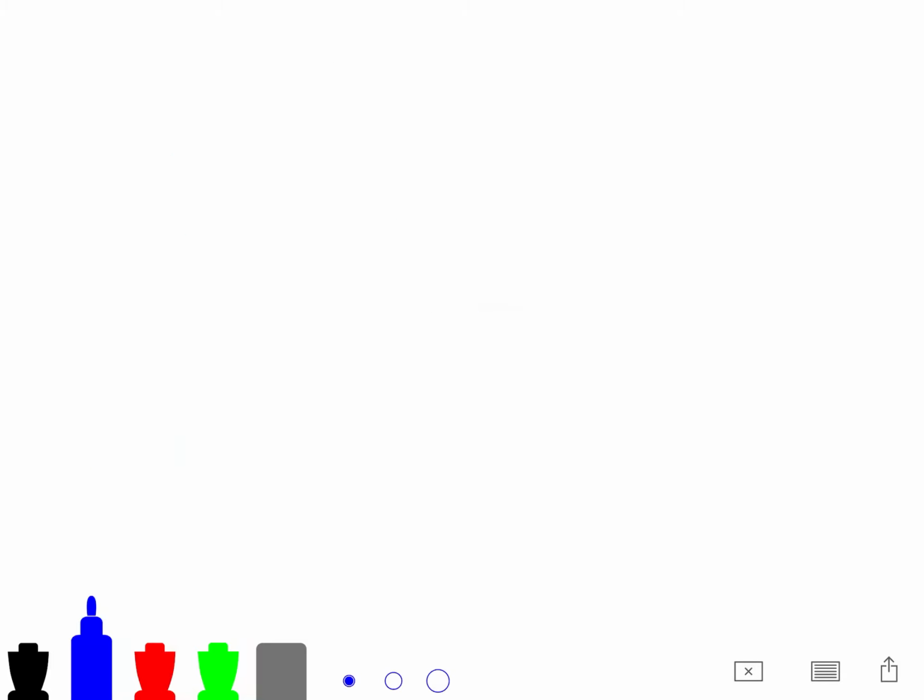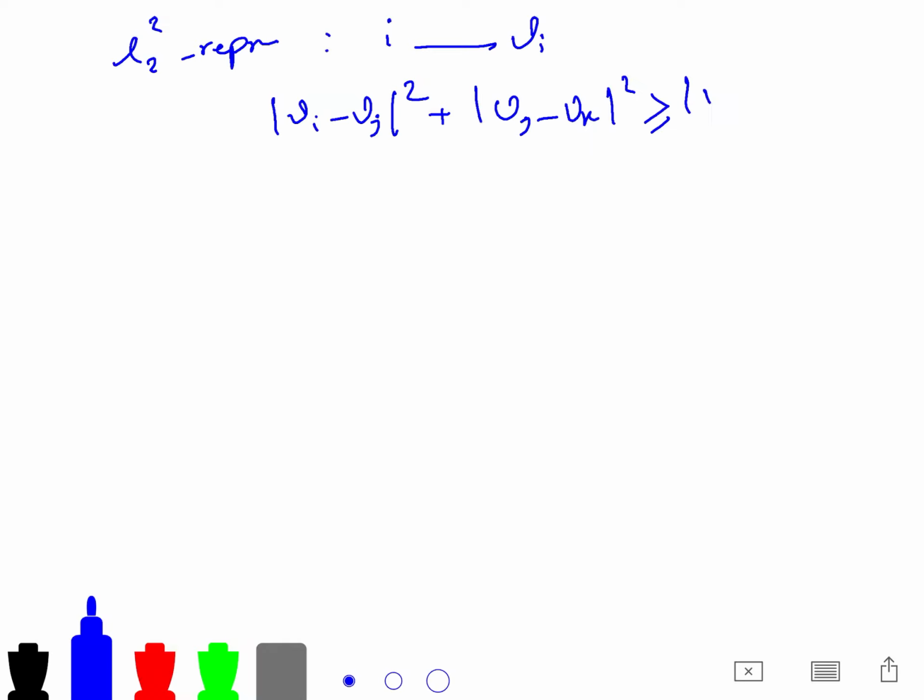And what we are going to do is very interesting. We are assigning some vectors to any vertex. So what is an L2 squared representation? By definition, it's an assignment of a vector to each node. So we assign vector vi to node i. But it should satisfy the triangle inequality, which is vi minus vj squared plus vj minus vk squared is greater than vi minus vk squared. And an L2 squared representation is called a unit L2 squared representation if all points lie on the unit sphere, or equivalently, all vectors have unit length.